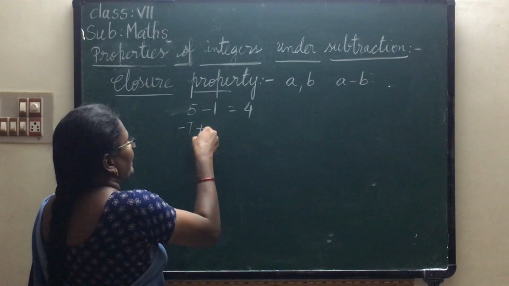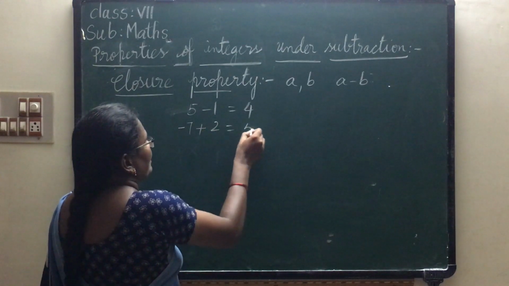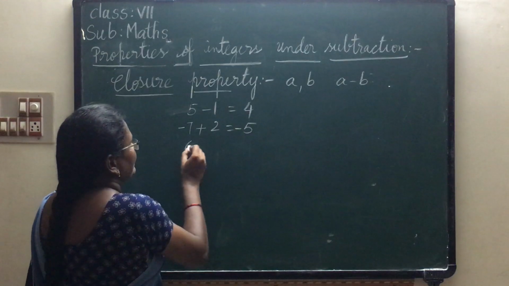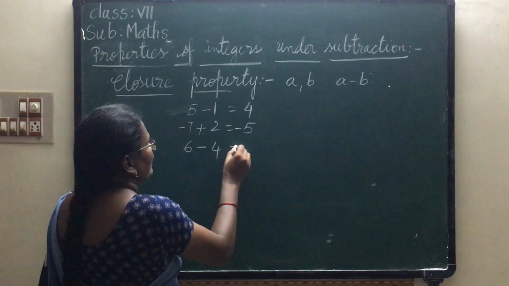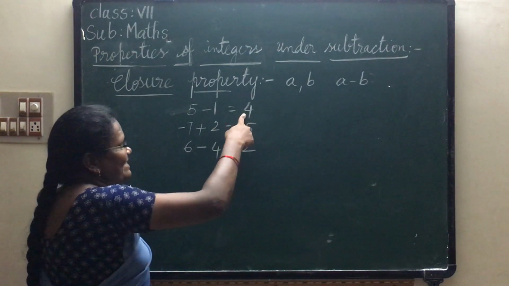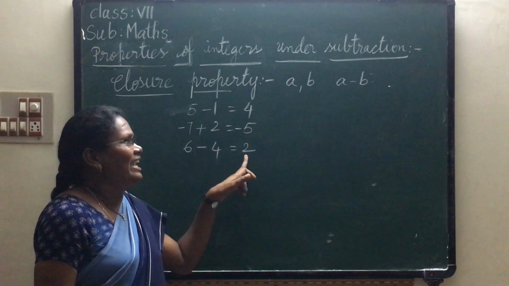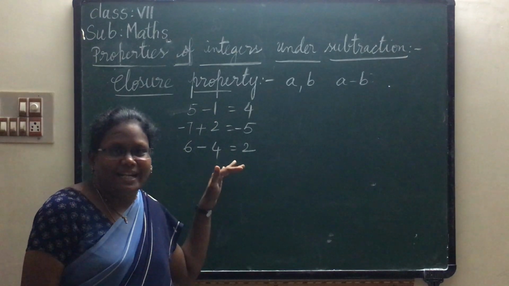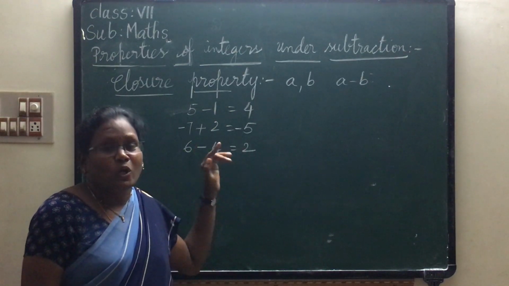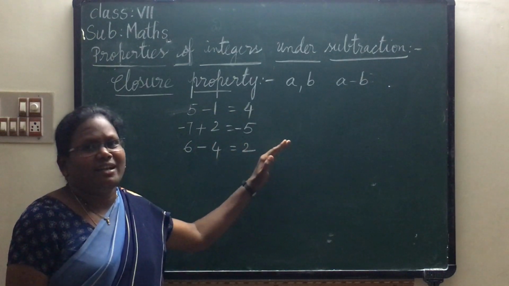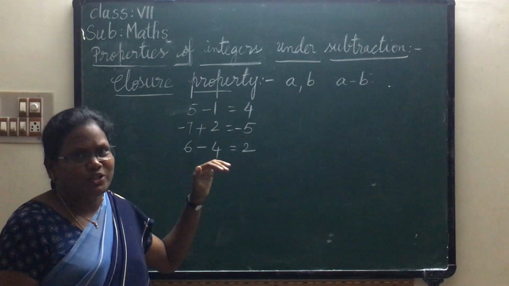Minus 7 plus 2 is equal to how much? Minus 5. 6 minus 4 is equal to 2. Is this an integer or not? Yes, minus 5 is an integer, and 2 is an integer. This property is satisfied under subtraction. Closure property is satisfied under subtraction. Okay, have you understood, children?